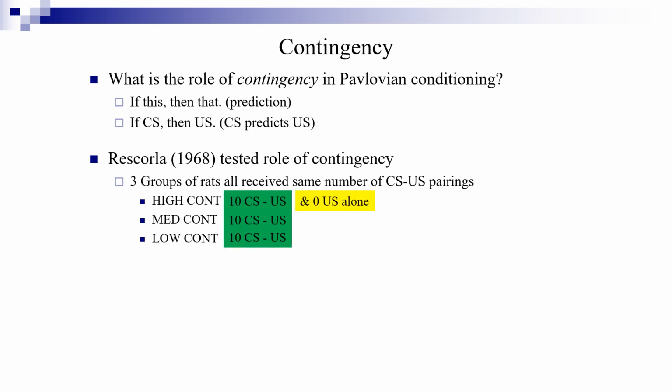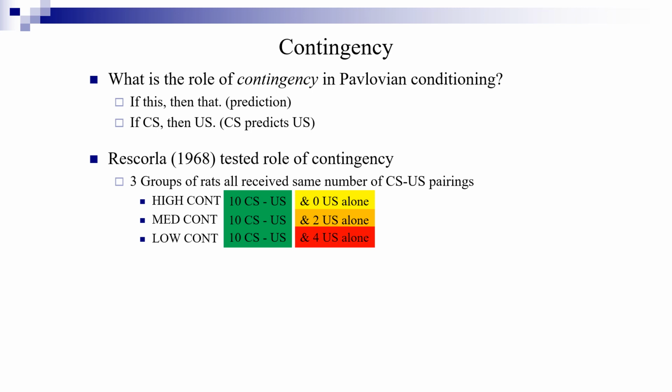But then the high contingent group got 0 trials in which the US was presented alone. So the US in this group never occurred without the CS being paired with it or occurring before the US. The medium contingency group had 2 US trials by itself. So they had 10 CS-US pairing trials. But then they had 2 US trials without a CS.